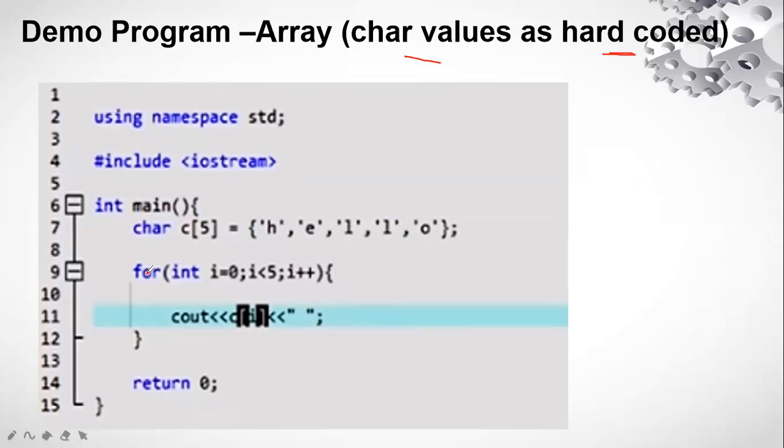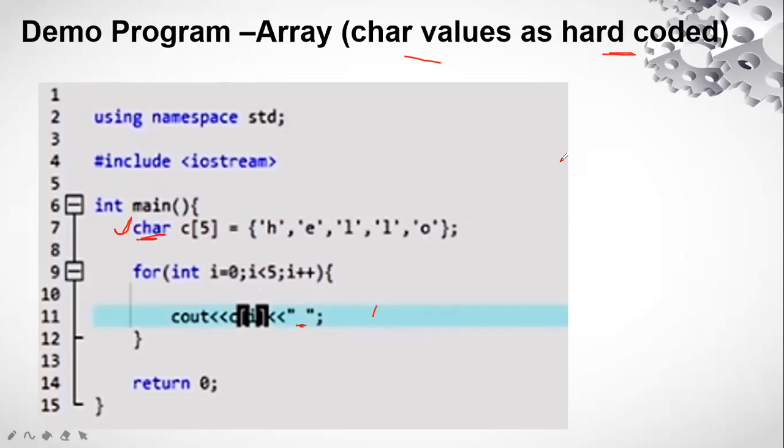Here the same thing is to be done, only the declaring and initializing of the array is different. Why? Because we have defined a different data type, that is char. c[5] is equal to, in curly braces, 'H', 'E', 'L', 'L', 'O' in single quotes, separated by commas. Then the same for loop will be done. Now what is this I have provided? I have provided a space here. If I put a \n, then it will display in the next line.